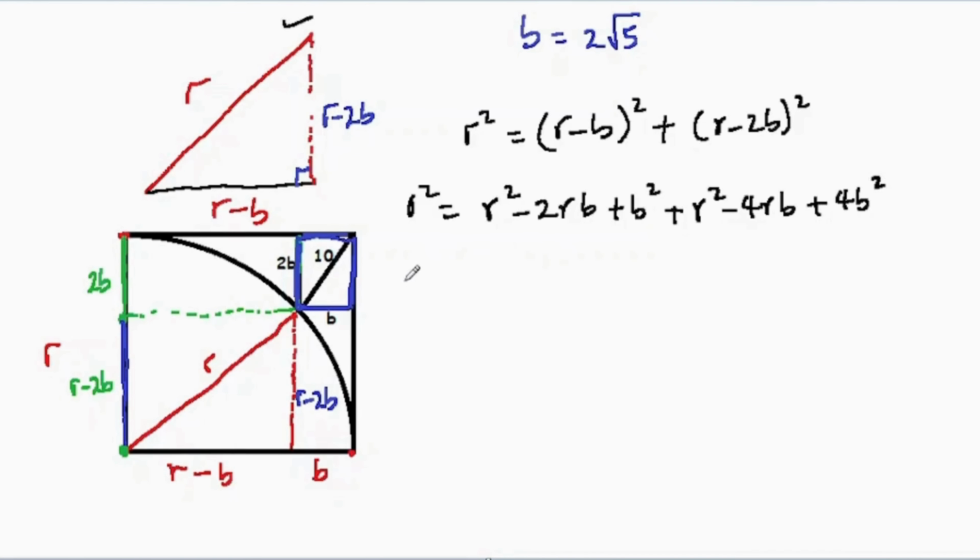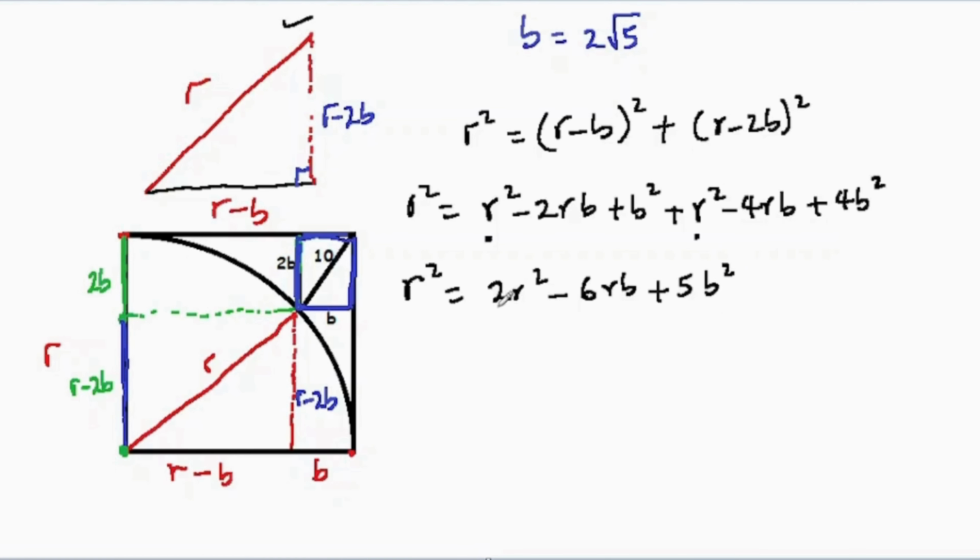Let's proceed. So we collect like terms here. R squared equals... So let's collect our like terms. There's R squared here. There's R squared here. So that's going to give us 2R squared. So we have 2RB here. We have 4RB here. Both are negative. So that will give us negative 6RB. Then we've got B squared here. We have another 4B squared here, and that's going to give us plus 5B squared.